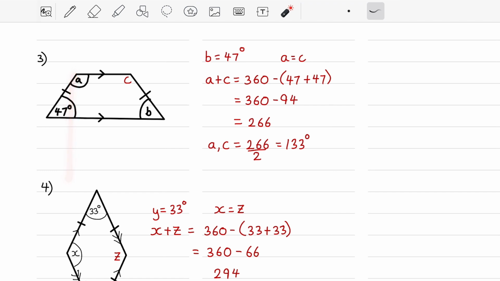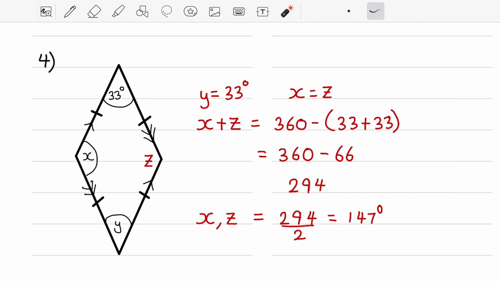Number 4. So here we have a rhombus. So y is equal to 33. Opposite angles are equal in a rhombus. X is equal to z. So 360 take away the given angles. That will leave you with 294. And we divide that by 2, that will give you 147.